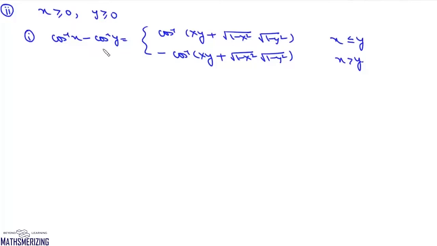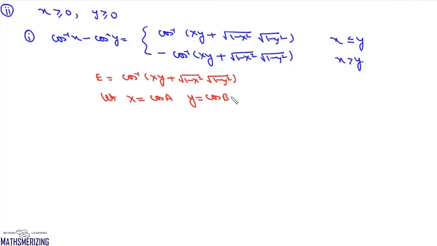Now clearly we know that we have to use the formula for cos a minus b. Cos a minus b is cos a cos b plus sin a sin b. So we'll start with this expression, say E, which is cos inverse of xy plus under root of 1 minus x square into under root of 1 minus y square, and we let x as cos A and y as cos B. Now we'll put the value of x and y here.